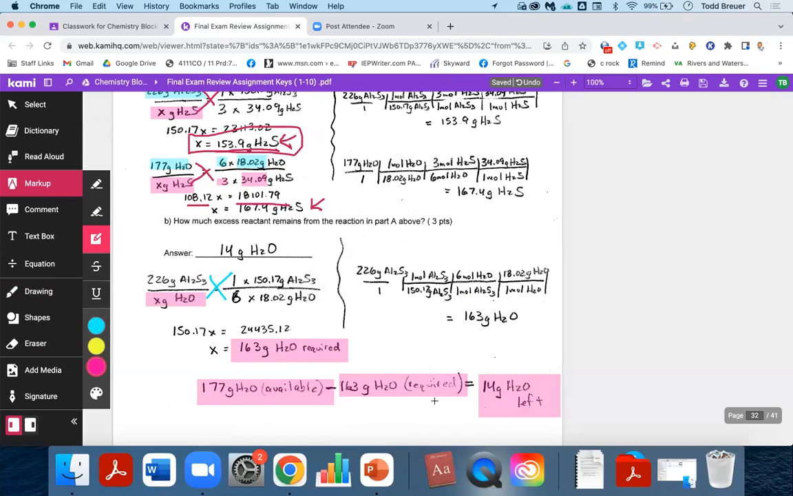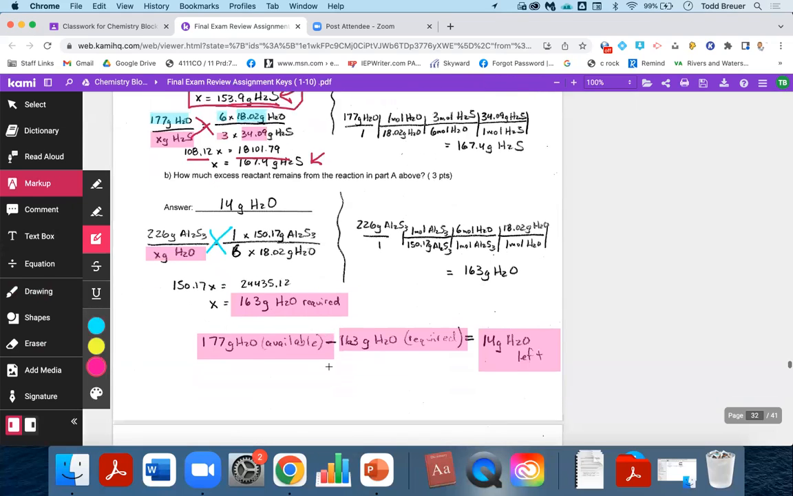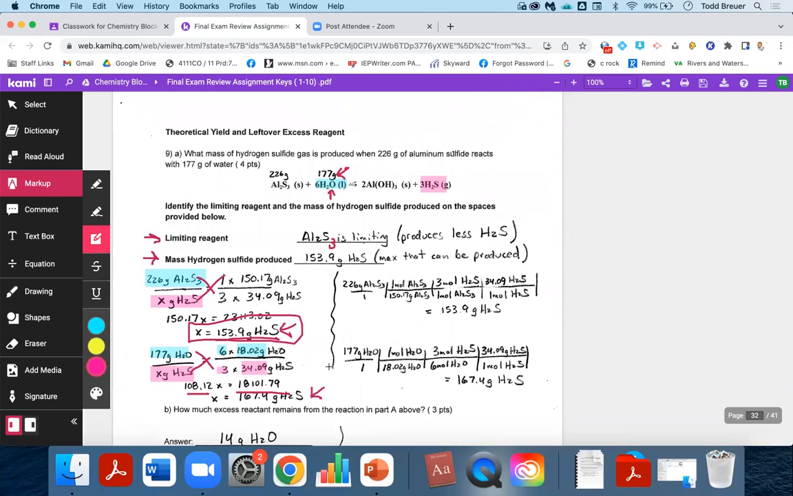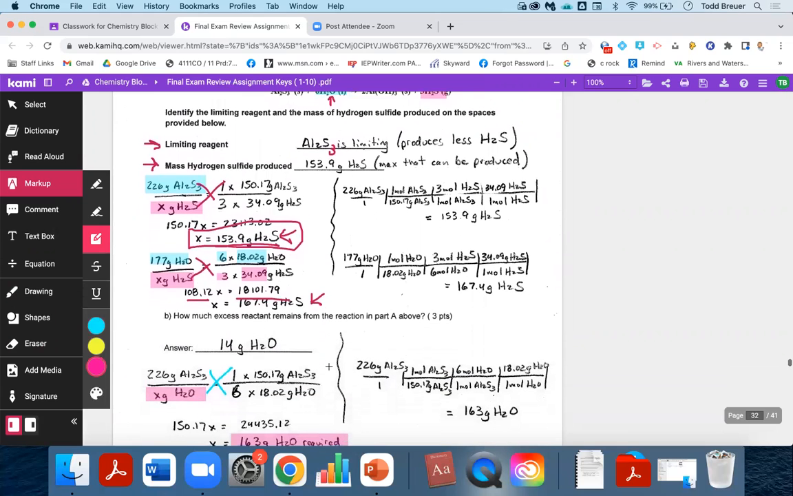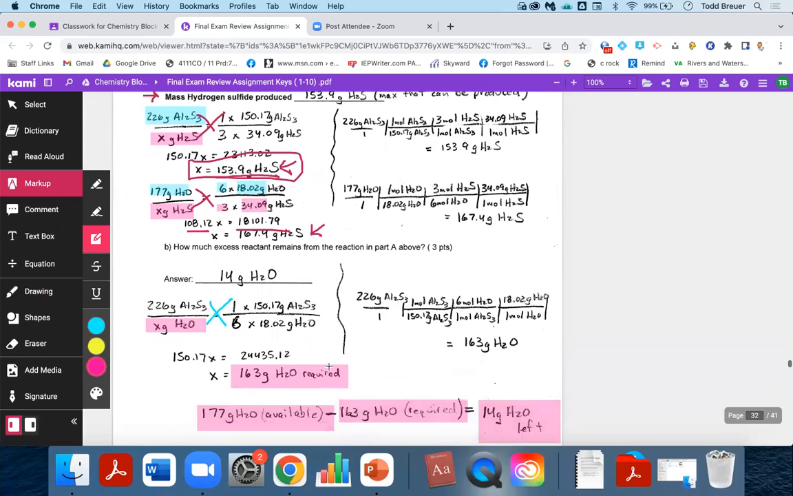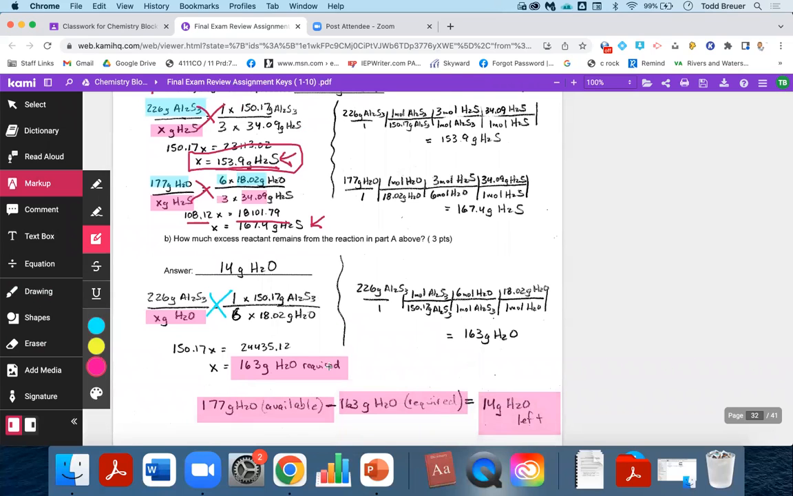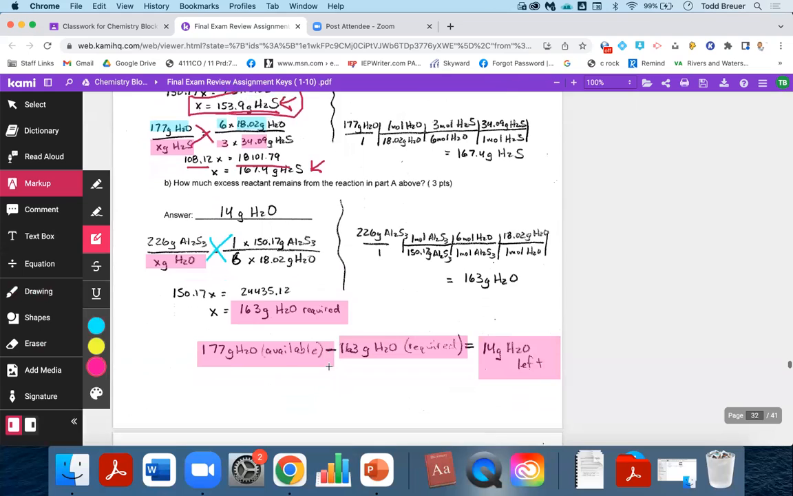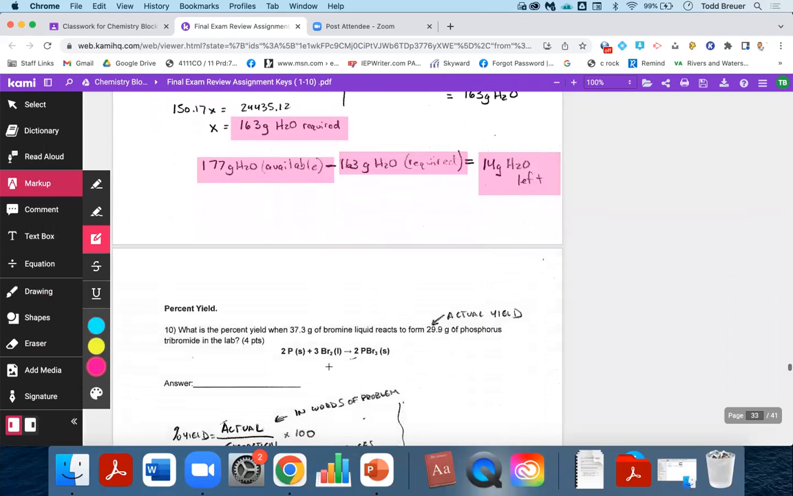So there we have how we kind of calculate an excess reagent from everything works through the limiting quantity. When we know the limiting amount, we can calculate the quantity of any product produced. When we know the limiting amount, we can calculate how much extra reactant or excess reagent we have left over. And that's what we just demonstrated for part B here.